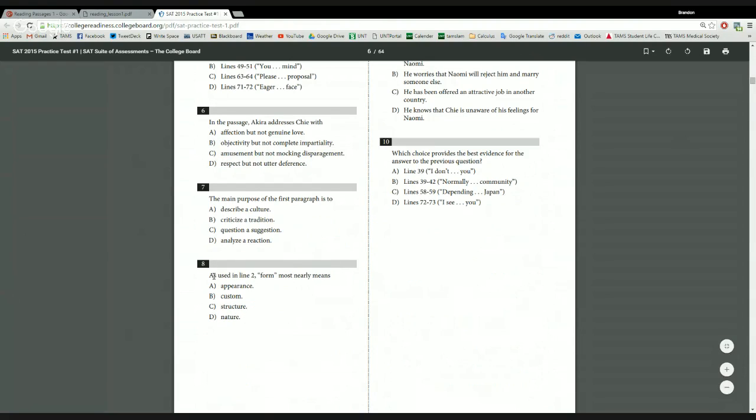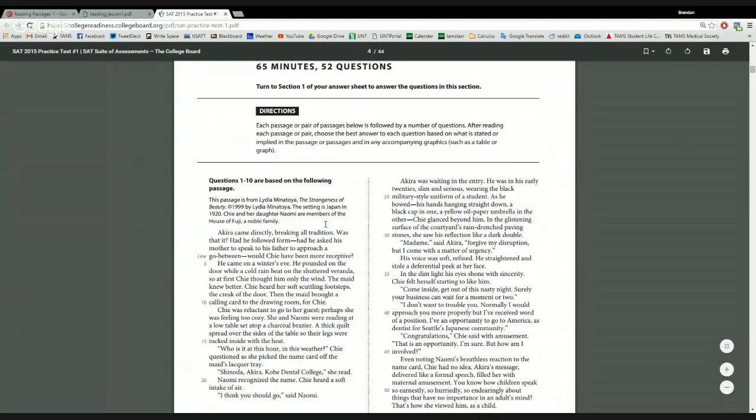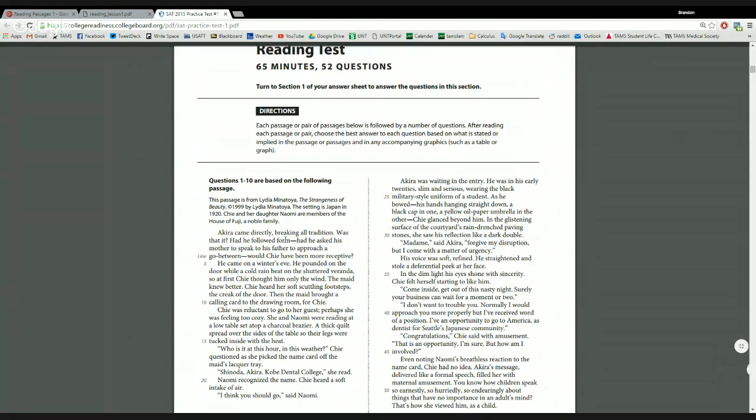Number 8, as used in line 2, form most nearly means. This is a vocab question. Let's go to line 2. Was that it? Had he followed form? Had he asked his mother to speak to his father to approach a go-between? All righty. So when you see a vocab question, you want to think to yourself, what word could this represent in your head? Had he followed form? In this case, I would think form would be like a procedure or a few steps to follow. Had he followed a procedure, had he asked his mother to speak to his father? So that works out, correct?